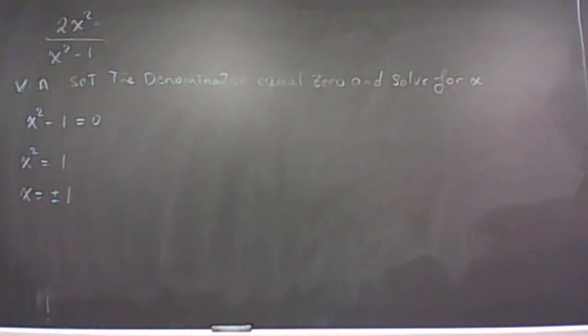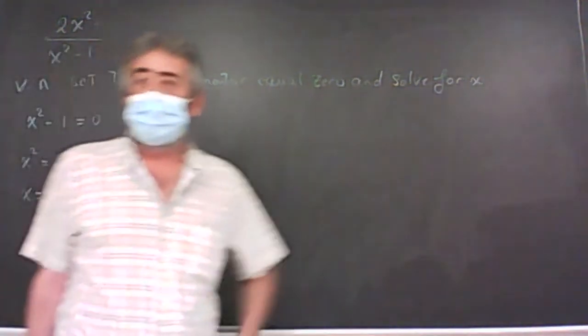Again, we said those are simply possible asymptotes. We also need to check them to see if they are. So let's check those. Is x equal 1 an asymptote? Is that an asymptote? Why? How do I determine if it is or it is not?